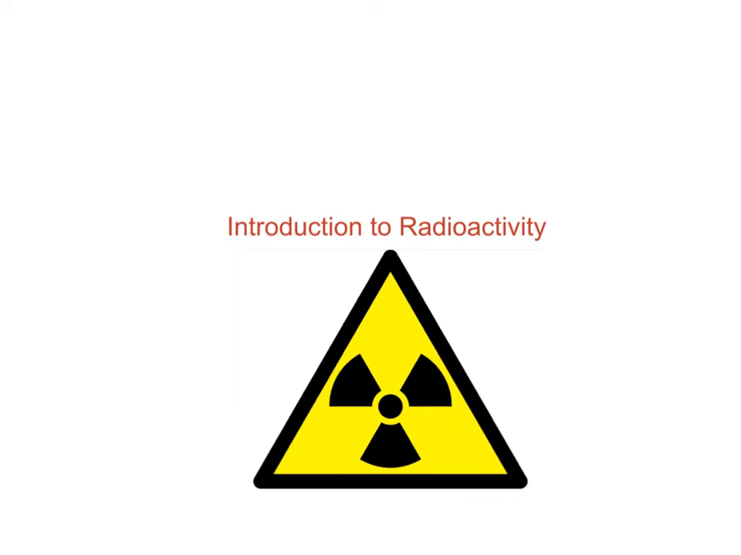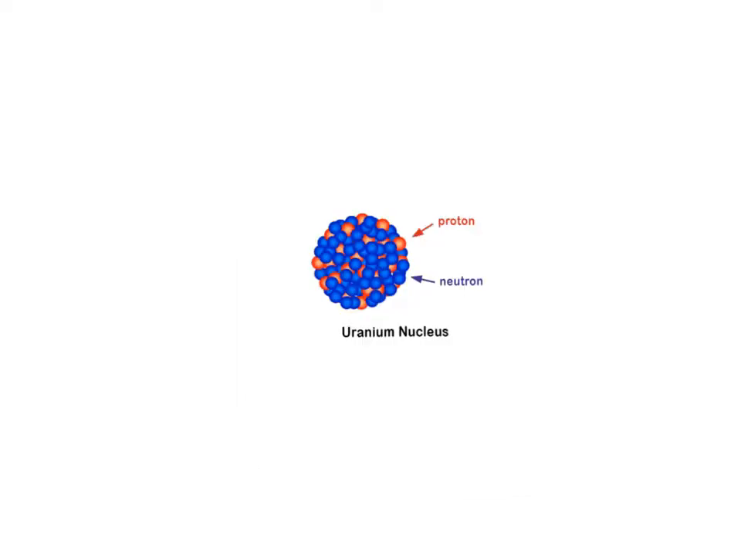An introduction to radioactivity. Some atoms have a very large nuclei. This makes them unstable. In order to become more stable, they emit radioactive radiation. This can be either alpha, beta, or gamma.